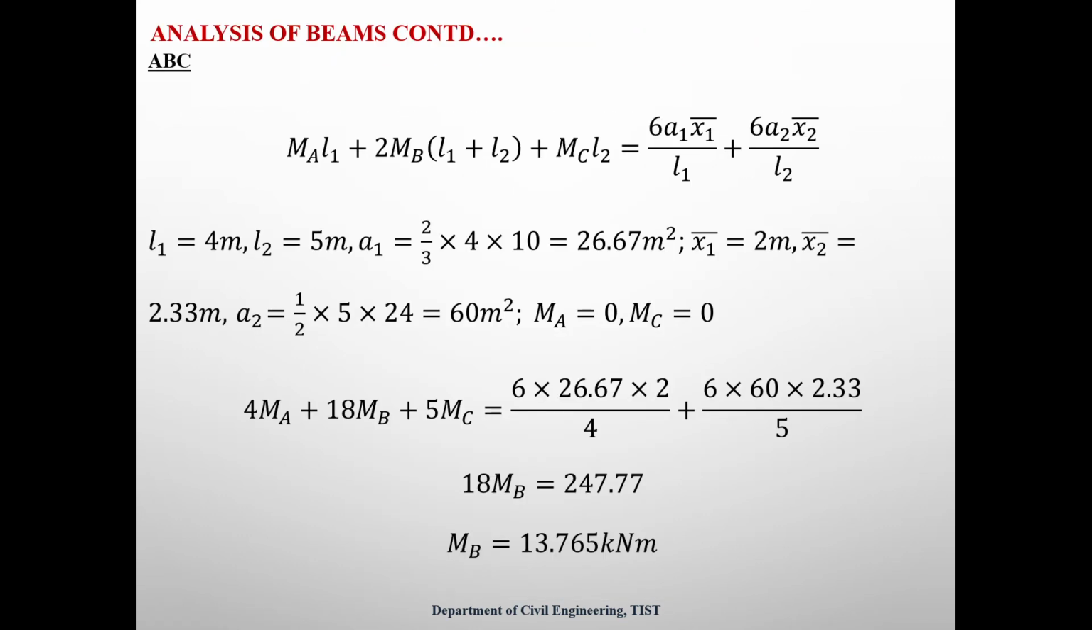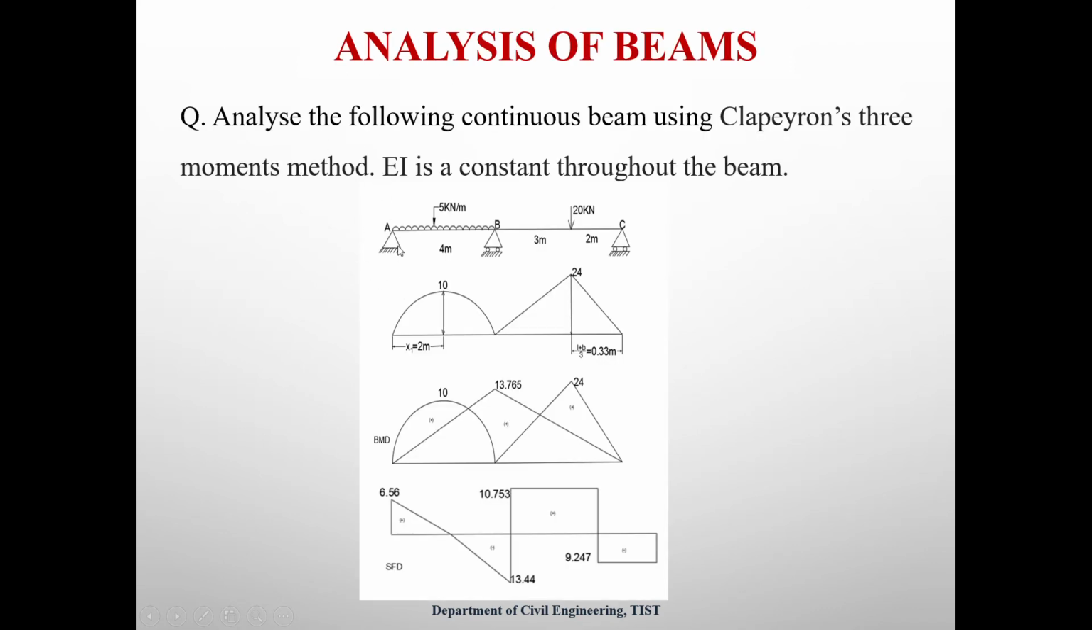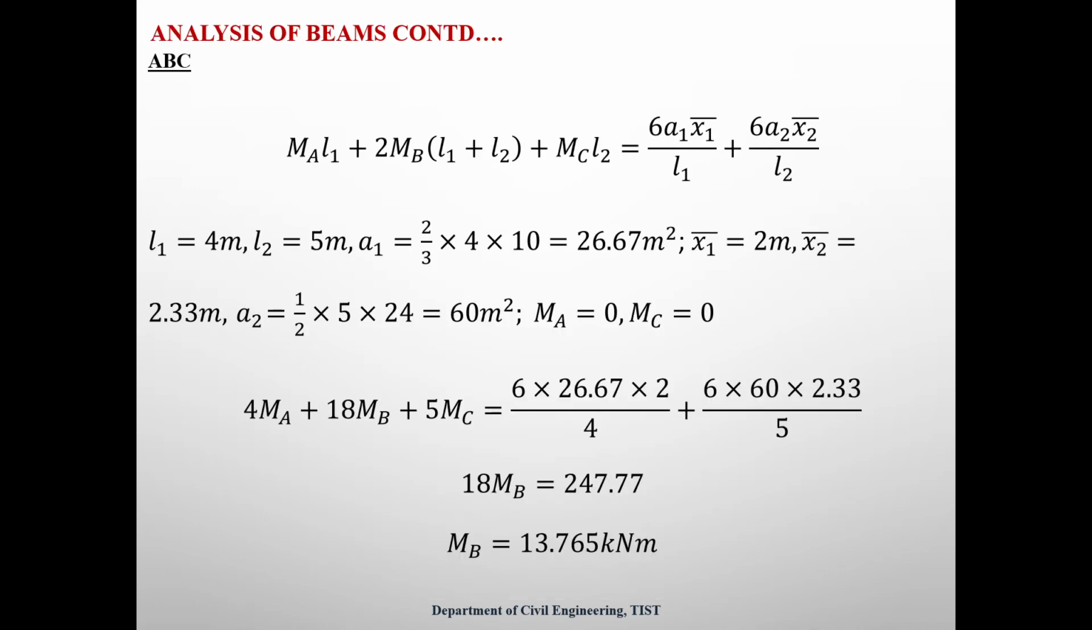Then in this equation, L1 you got, L2 you got, A1, x1 bar, all these values you know. Then out of this equation, MA, since A is the hinge support, the moment at A is equal to 0. Then C is the hinge support, that means the moment at C is also equal to 0. That means the only unknown is B. Substitute all these values and find out the value of MB. That MB is 13.765 kilonewton meter.